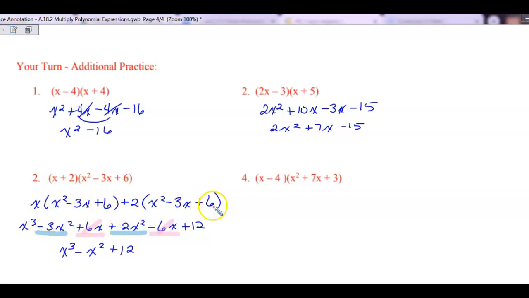So I distributed, and I got x cubed minus 3x squared plus 6x plus 2x squared minus 6x plus 12. Found my like terms. Negative 3 plus 2 is a negative 1. So I get x cubed minus x squared. And the 6x terms cancel each other out, and all I have left is plus 12. And so there is my simplified form.